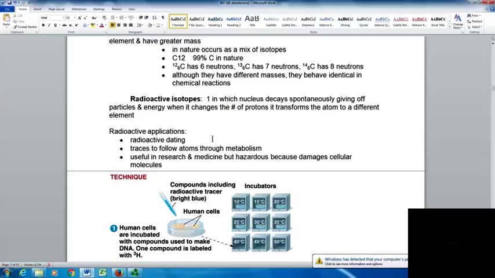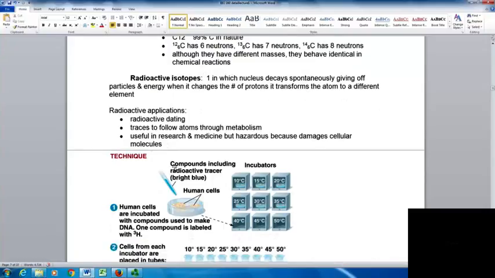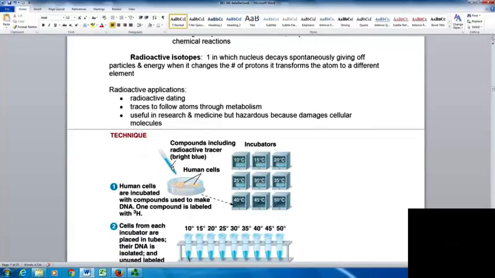If you're not sure where it's going, this is a way of being able to say, all right, who is metabolizing this in the body? So it's useful in research in medicine. However, it is hazardous because it causes some cellular damage. So with anything like that, you always want to ask, does the information I am going to gain from doing this study offset the risks to the patient?